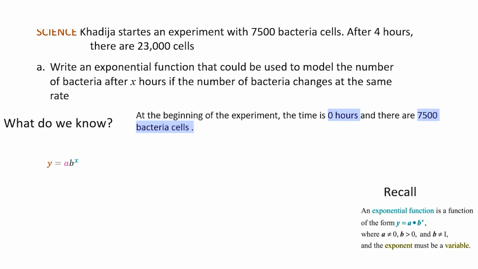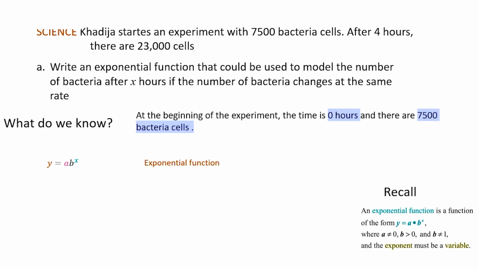Since we're looking for the number of bacteria cells after x hours, this means y is the number of bacteria cells. x is the hours passed after we started the experiment. a will be the number which belongs to the 0 power, which is the starting number of bacteria cells. That is 7,500. And we need to find b. Let's see, how do we find that?